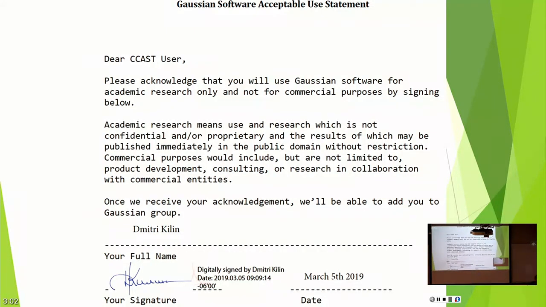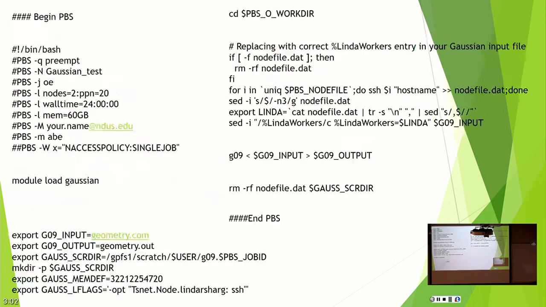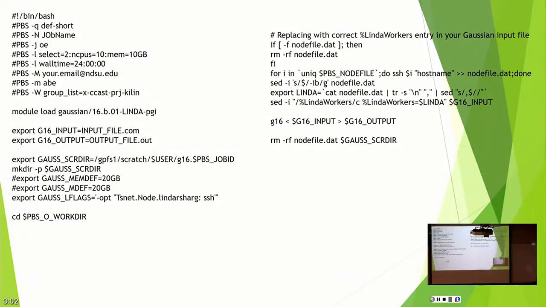So after you sign the form, there are examples of batch scripts which are a little longer than those that Kurt was showing, general script. And here are, they will be recorded, examples of. I can share my batch script. Please do. And what is important in the script, there should be command module load Gaussian. If you didn't sign the form, it will give you error here. It will not load the module.